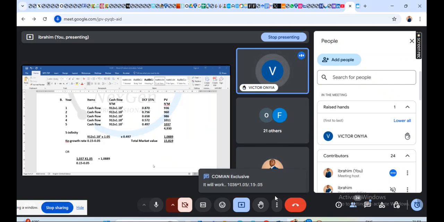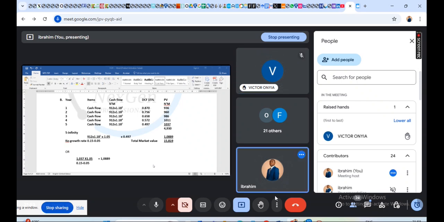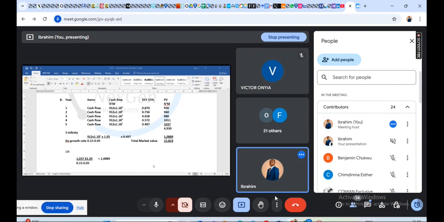Minus the growth rate? Yes, minus the growth rate. Okay, thank you. Any other question? Can we move?